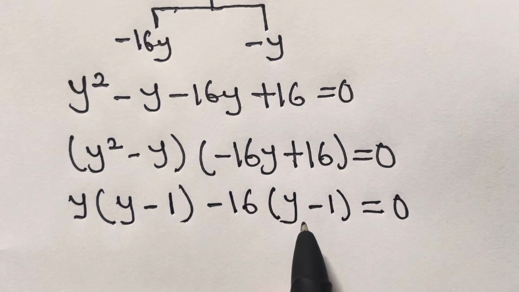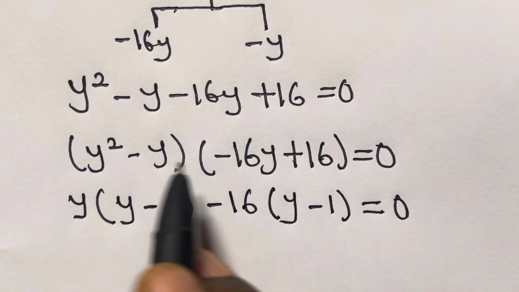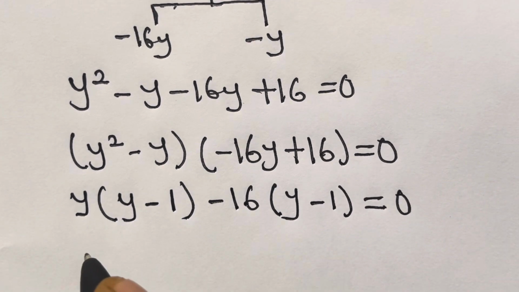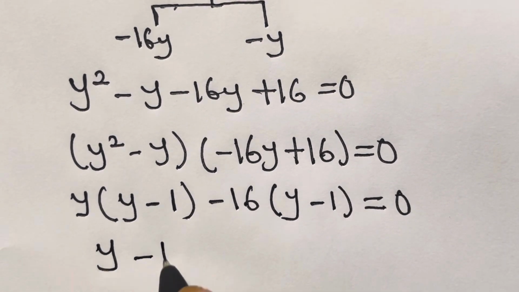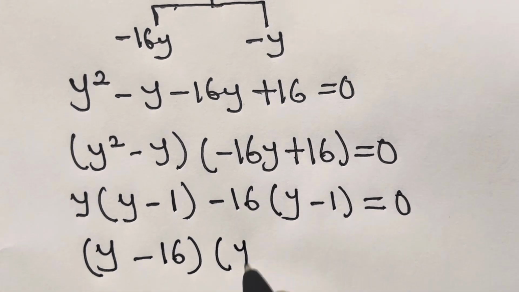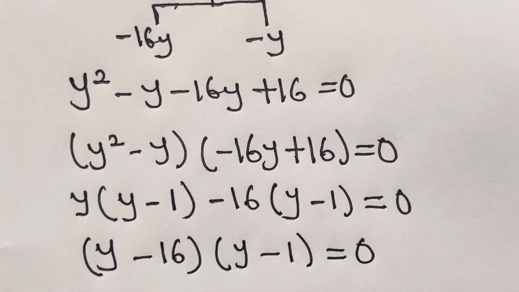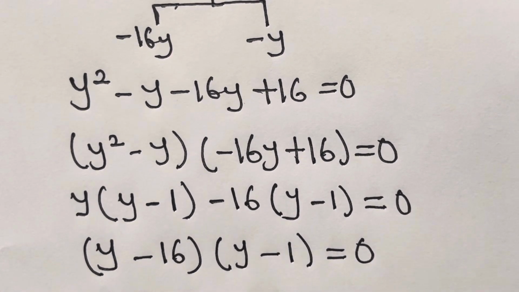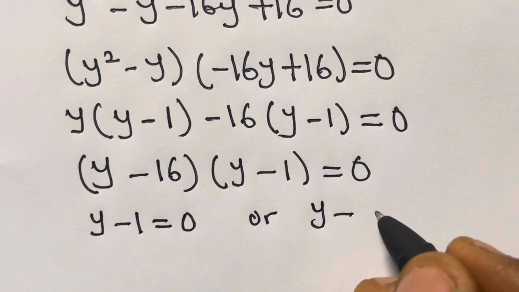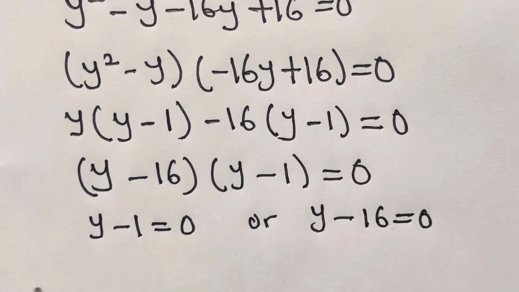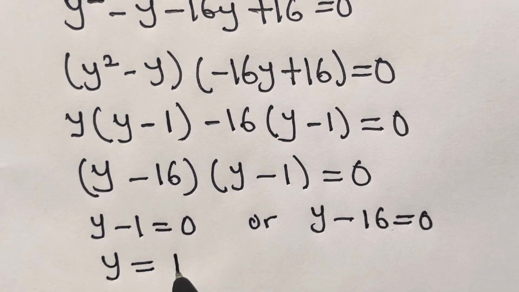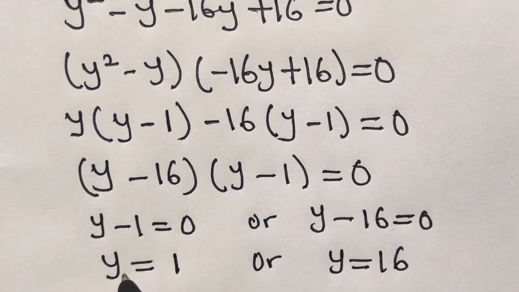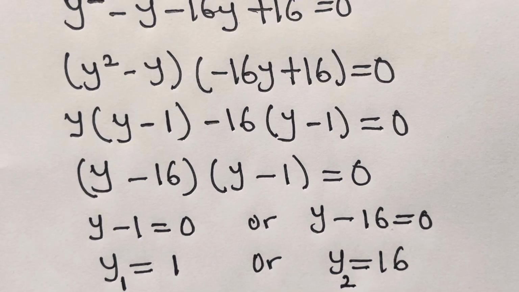What is here must be the same with what is here. If you expand this bracket, you are going to get all this. If you expand this one, you are going to get this as well. So now we will have y, the one outside, y minus 16 and y minus 1 equals 0. We have y minus 1 equals 0, or y minus 16 equals 0. That means that we have our y to be 1 or y equals 16. You can name this one to be y1 and this one to be y2.